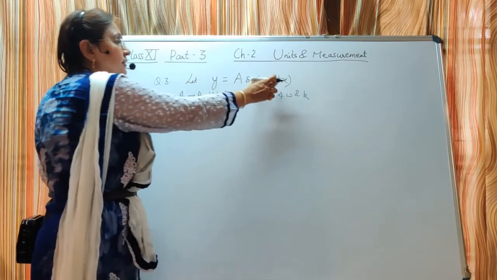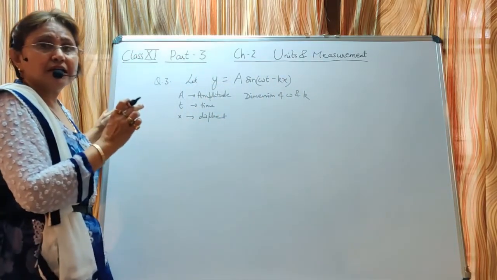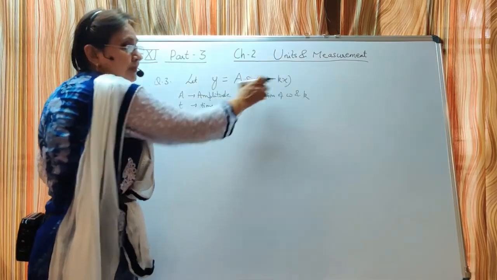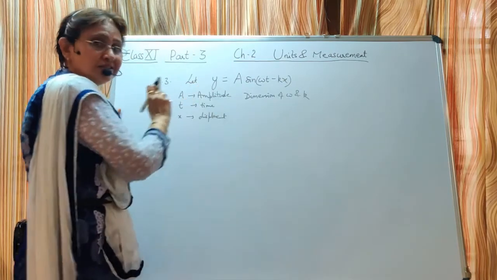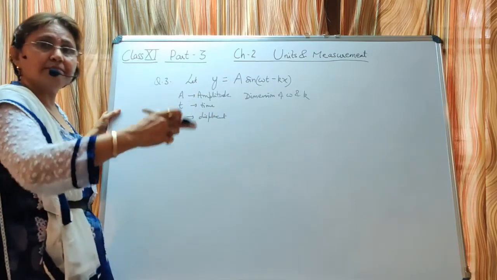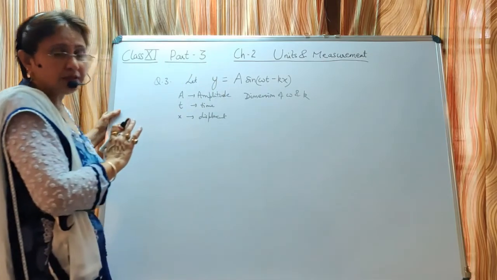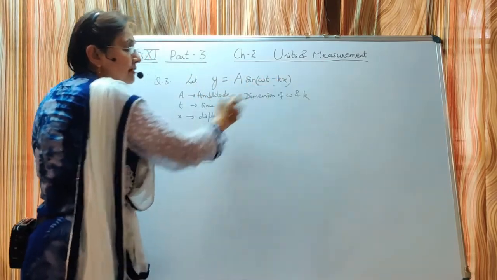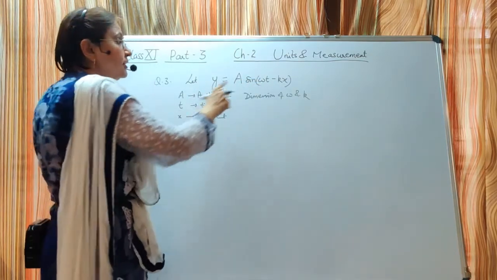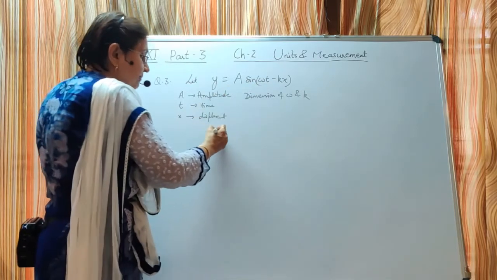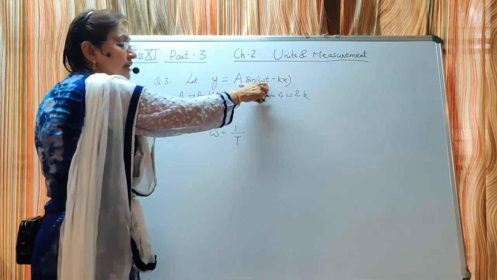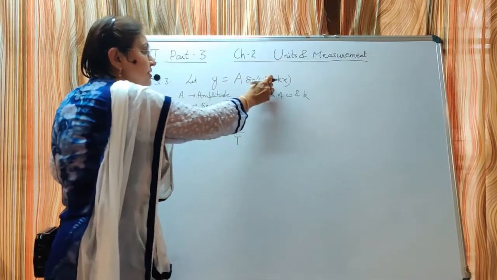We know that the argument of sine is always dimensionless. We have studied that sine theta is dimensionless. So this should be dimensionless. Here you can see that y is the displacement which has a dimension capital L. A is the amplitude, the maximum displacement, which also has the dimension L. And the sine should be dimensionless. T is the time which has a dimension capital T. So omega should have a dimension 1 upon T. Then only these dimensions will cancel out and this will become dimensionless.